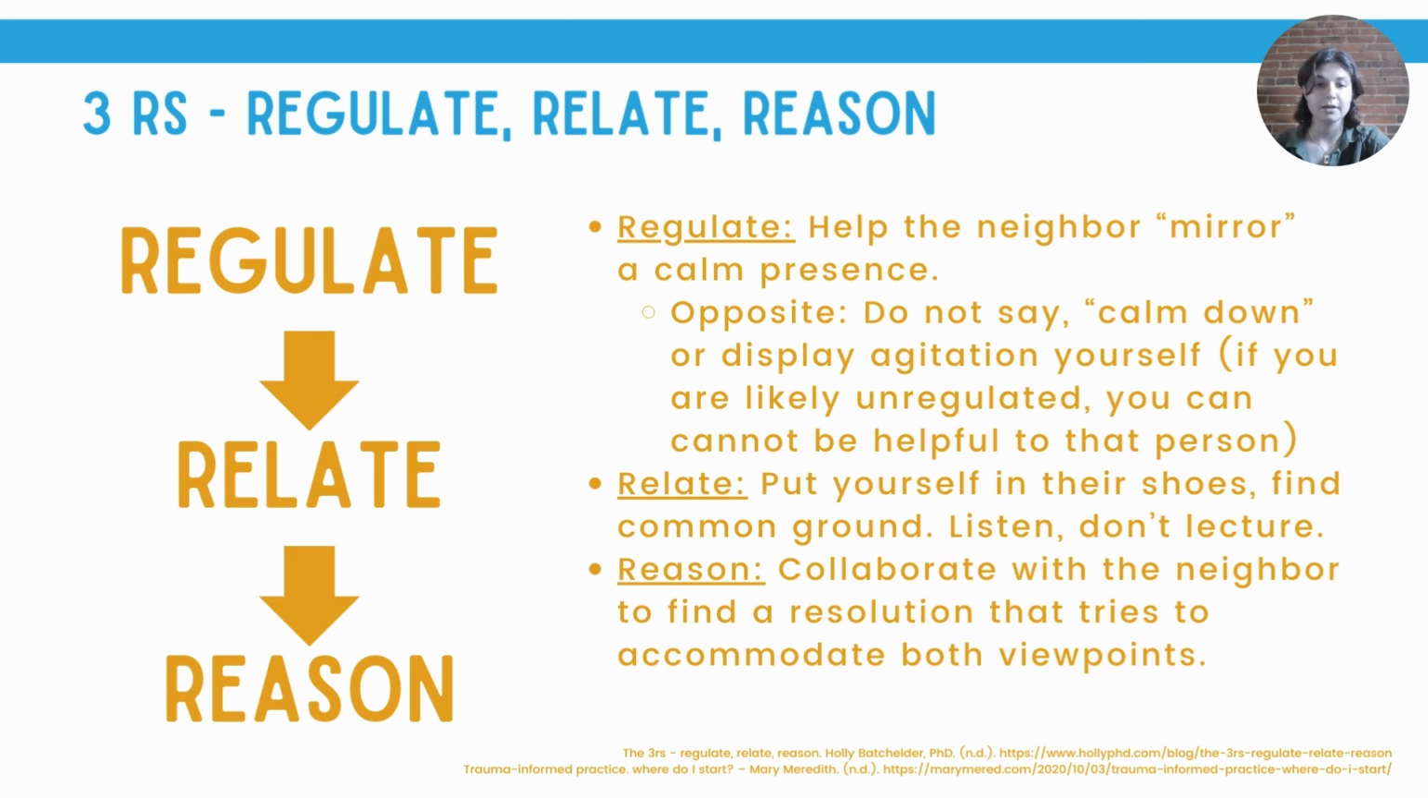So for regulate, help mirror calmness. Help the neighbor mirror calmness. So do not be saying calm down or display agitation. That will actually just elevate it. If you are not regulated, the other person cannot be either. Relate. Put yourself in the person's shoes and find common ground. Listen and don't lecture. And finally, reason. Collaborate with the neighbor to find a resolution that tries to accommodate both viewpoints.